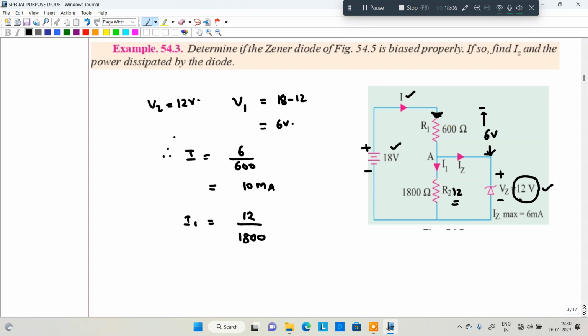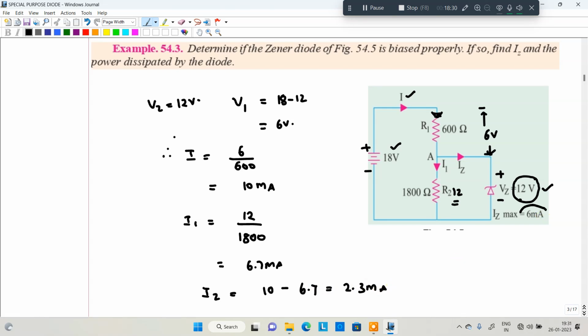So the Zener diode always acts as a constant voltage regulator. 12 volt is always present. So then you will get 6.7 milliamperes. So finally, the Zener current will be equivalent to the total current, 10 milliamperes, minus the current flowing through I1, which will be equivalent to 2.3 milliamperes.